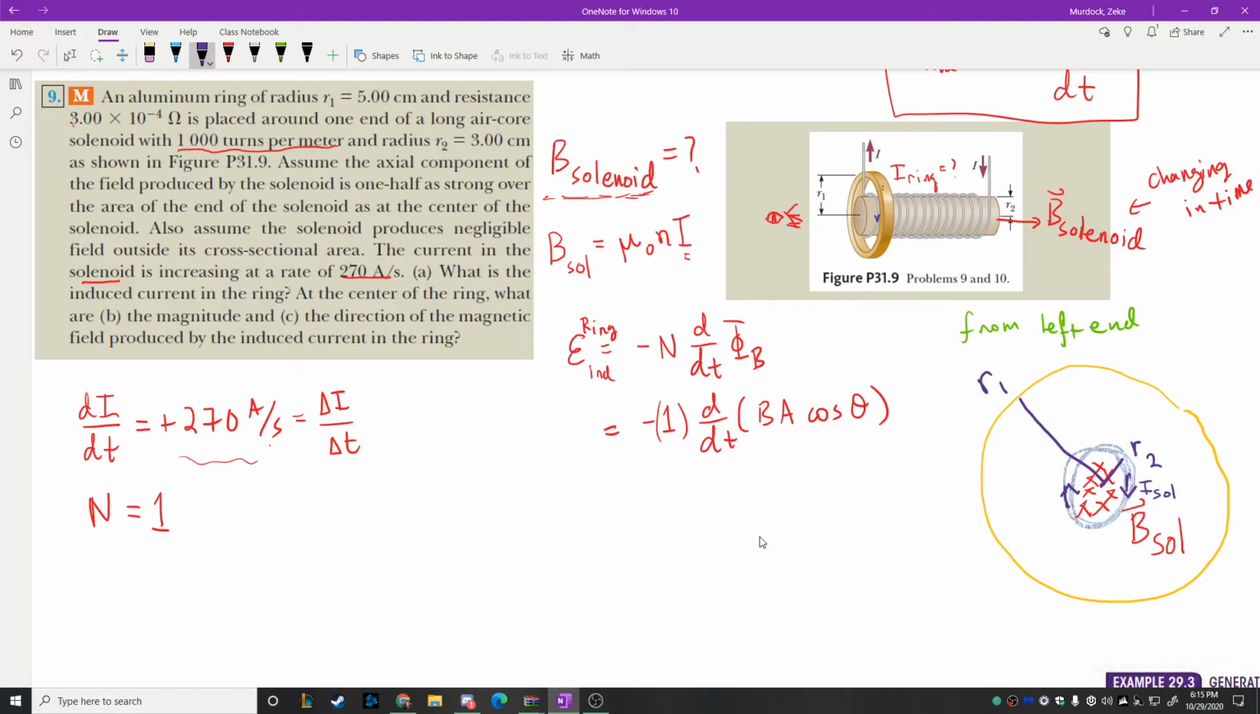Lenz's law tells us that, yeah, that's a really simple way to put it. It has to basically be opposite of the current running through the solenoid here. It's a very good way of putting it. So if the solenoid goes that way, the current out here has to go this way. So this is going to be the current in the ring. So that's part of the direction to the answer for our question.